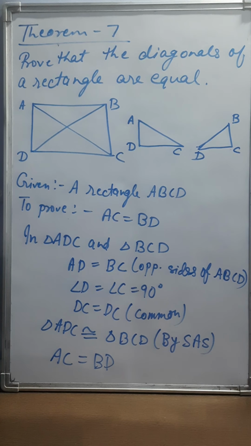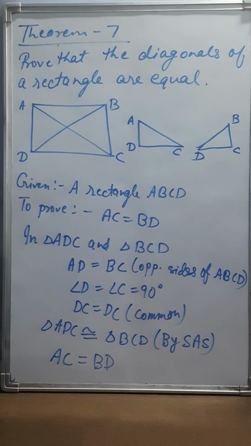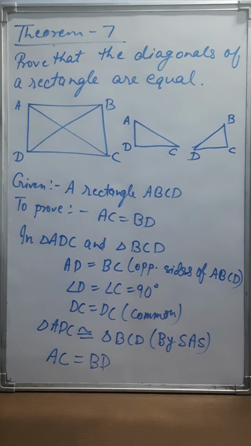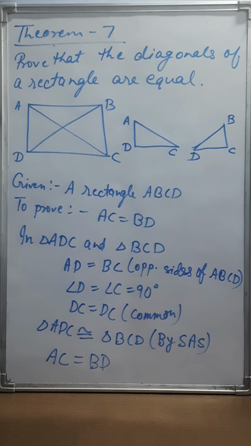Now in the next theorem we have to prove that diagonals of a rectangle are equal. Here I took a rectangle ABCD in which we have to prove that the diagonals AC and BD are equal. When I gave you the definition of rectangle, I told that a rectangle is a type of parallelogram in which each angle is 90 degree. So this means all the properties of parallelogram will be satisfied over here. So we can use properties of parallelogram as well.